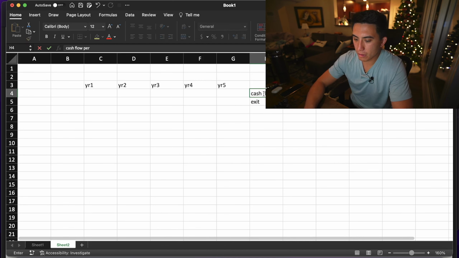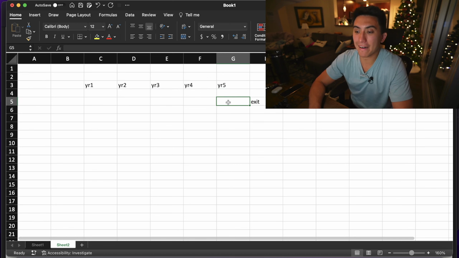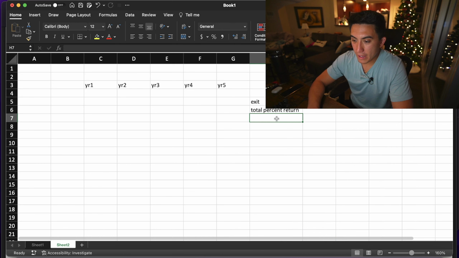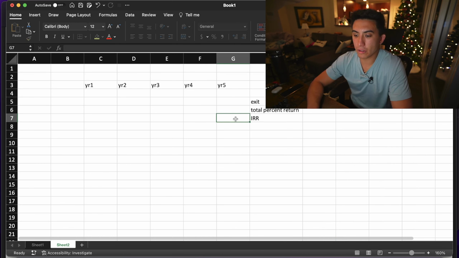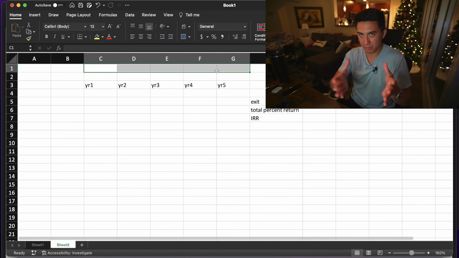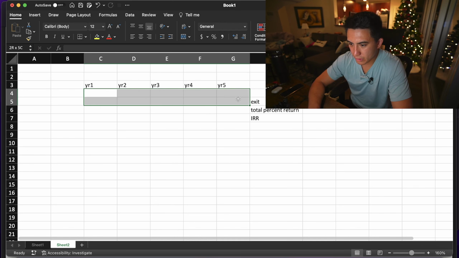Cash flow per year. Each of these, I'm going to put a number down here. This is going to be your cash flow per year. Here's the percent profit you made on your initial investment on the exit, and then we're going to do total percent return. And then here we're going to have your IRR. So your IRR is going to be this total percent return divided by the amount of years you held the investment, the life of the investment. Let's make these all percentages just to make this nice and easy for you guys to read.